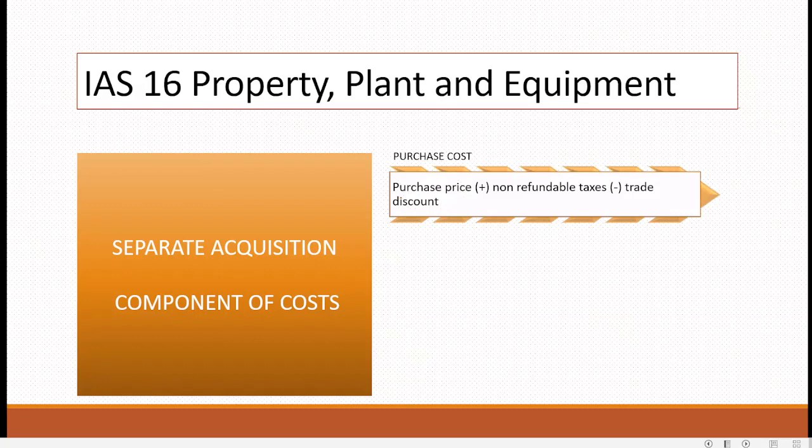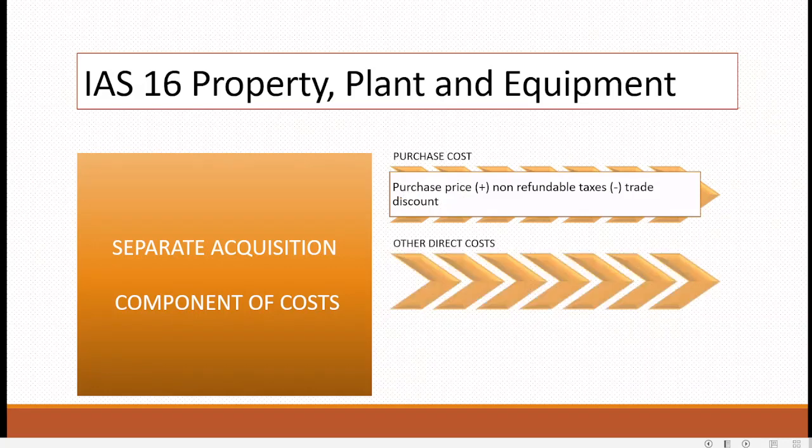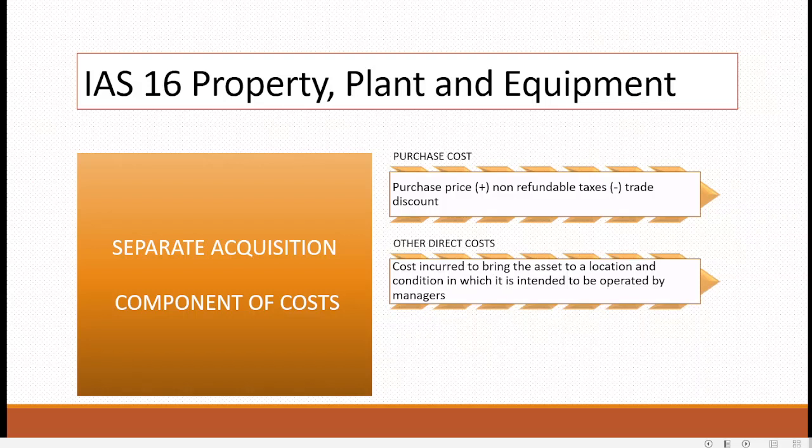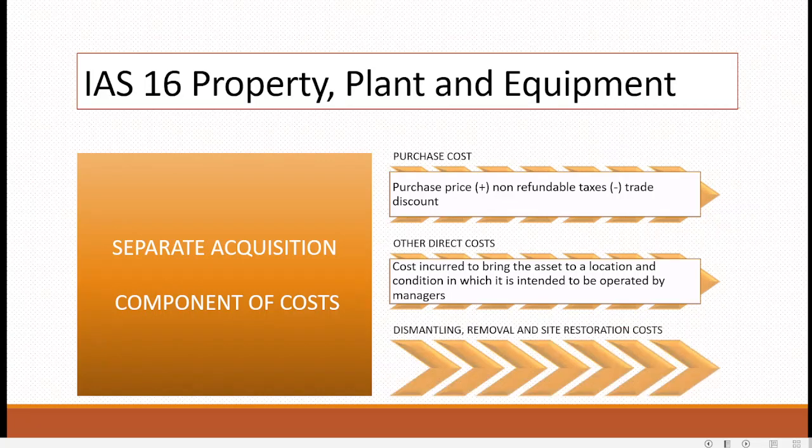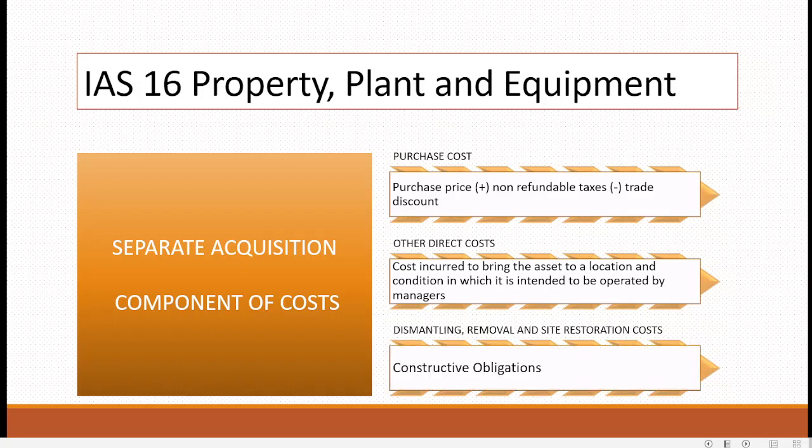We just have the purchase cost plus non-refundable taxes minus the trade discount. We normally don't add any other overheads, but there are certain direct costs, like the cost of transportation and the cost of import duties. We can add those to the asset. Overheads we are not going to add. We still need to add the dismantling and site restoration cost if they are contractual obligations, not constructive obligations. If they are contractual obligations, we have to add them into the cost of property, plant, and equipment.